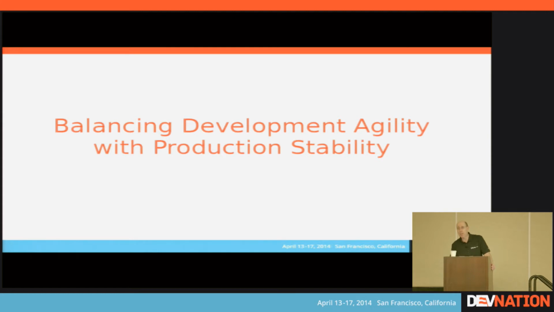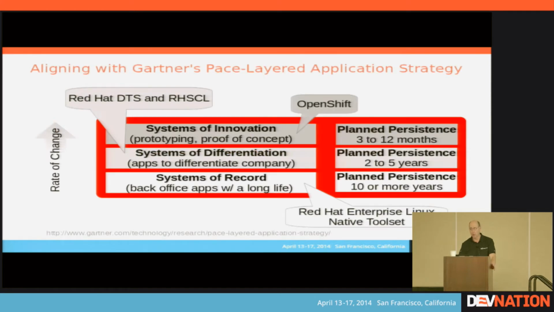At the same time, production stability. RHEL has 10-year lifecycle support. When you put a system into production, you want to know that something is stable, it's going to last, it's going to be supported for a while. So that's what we mean by production stability. So the theme of our developer program is balancing development agility with production stability. And you'll see how that works as we go through the presentation.